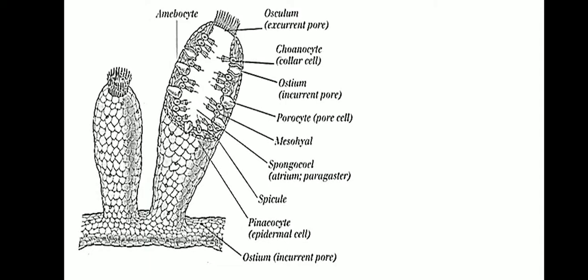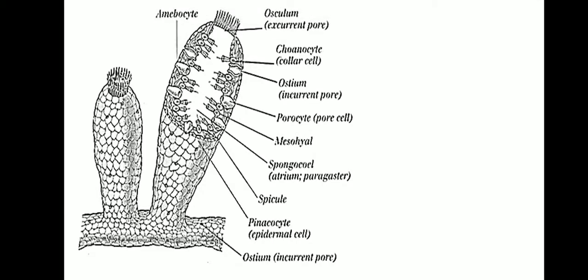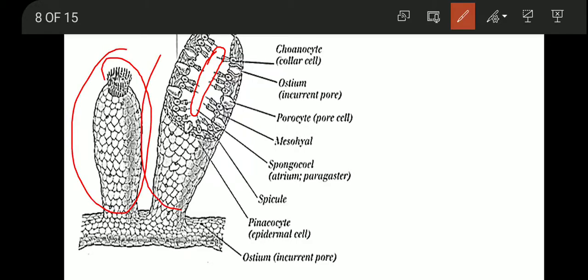Now let's see the overview of this Scypha. I prefer you to take a screenshot of this and note it down. This is the substratum. The one below is the substratum. And this is the osculum, from where the water exits. This cavity is called the spongocele, and this entire thing is called one Scypha, and this is the other Scypha.